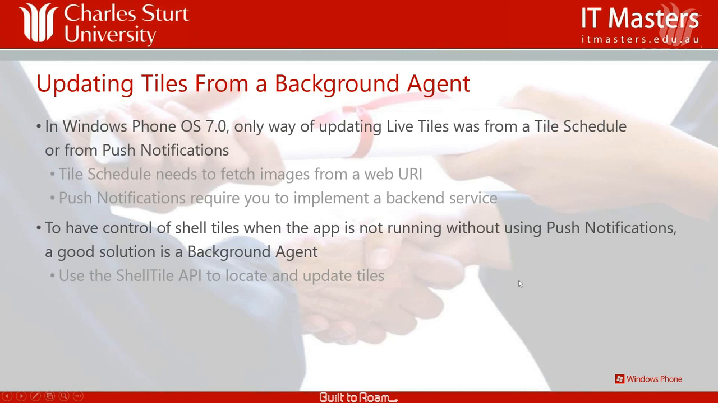From a background agent, in order to update a tile, we're just going to use the local tile API. Prior to 7.1, we actually had to use push notifications to do this. So we needed something running on a server that pushed those changes down to the device. Now we can use the shell tile API, a local API to update those.